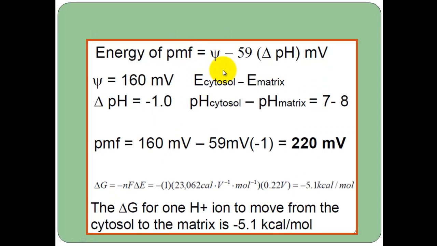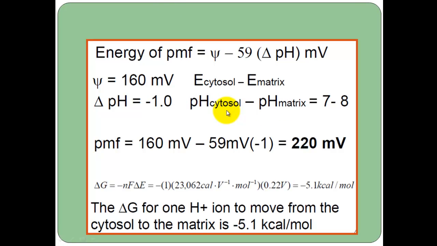If we plug that into this following equation, the energy from the proton motive force, which again is the difference in the electrical energy and the chemical energy, is given by this equation, which is psi minus 59 times the change in pH across the intermembrane space and the matrix of the mitochondria. The transmembrane potential, which is the electrical energy, is given by 160 millivolts. This is calculated using the Nernst equation by taking into account different ions that we'll see in another video.